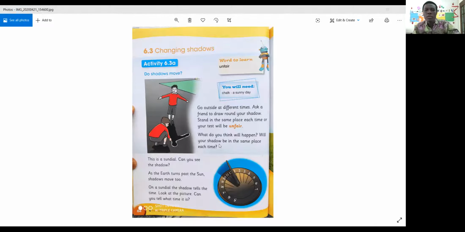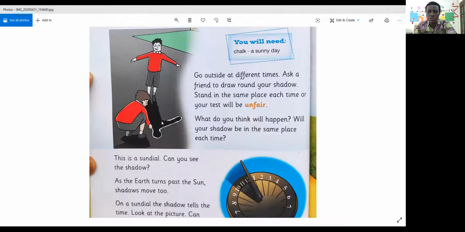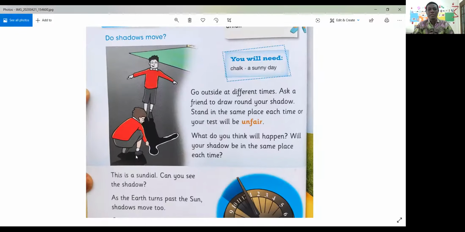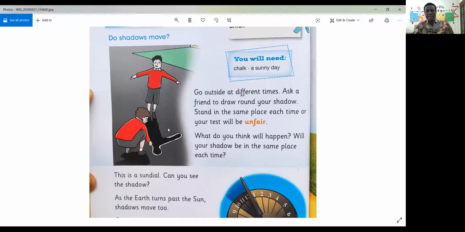Okay, what do you think will happen when you are drawing like this? What do you think will happen? Yes, as we saw in the video, the shadow will be changing position and will also change its form. It will be longer. Great. Will your shadow be in the same place each time? No, of course. So we use these facts to tell the time.